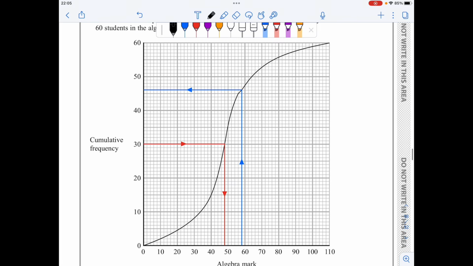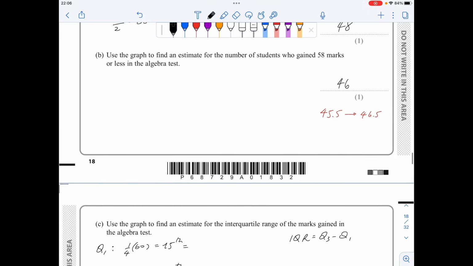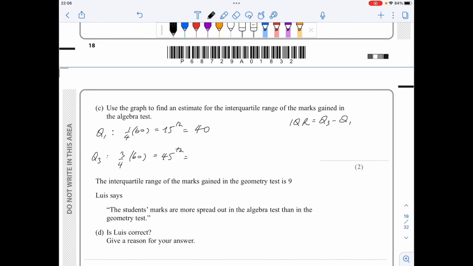So I'll do a similar thing that I did in part A, starting from the vertical axis. I'll go to 15 and 45 and find the corresponding x values. The two readings I get are 40 and 56. So Q1 is 40, Q3 is 56, and if I subtract those, I'll get an IQR of 16. The mark scheme accepts any value from 16 to 18.